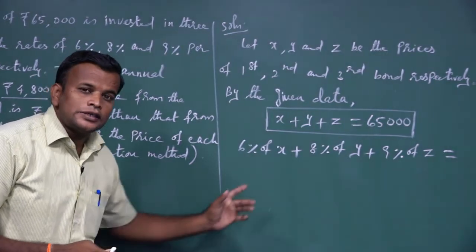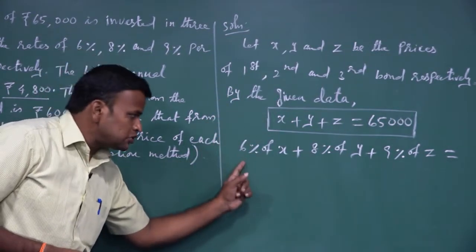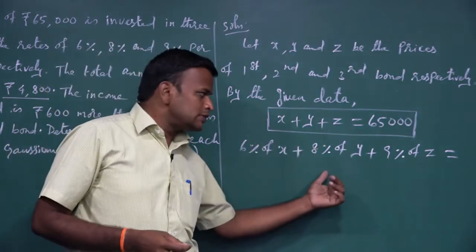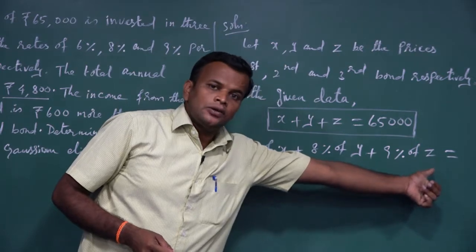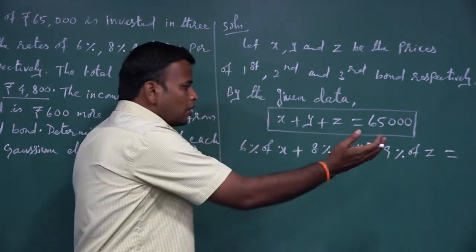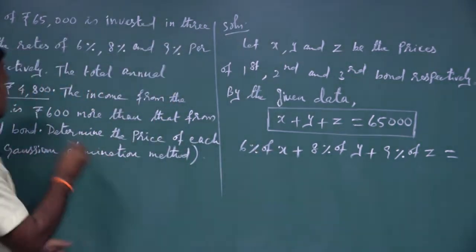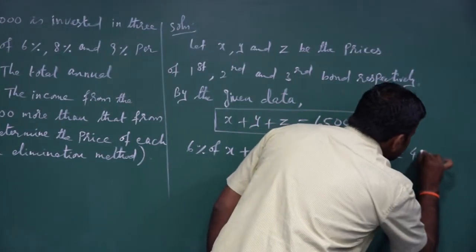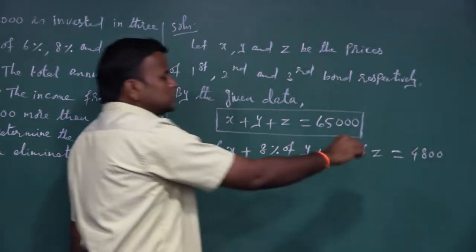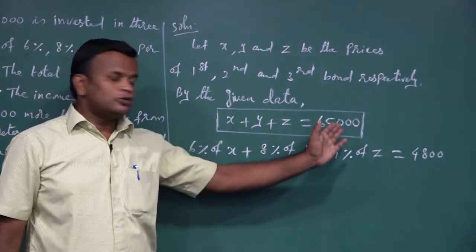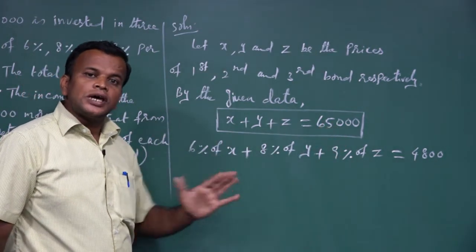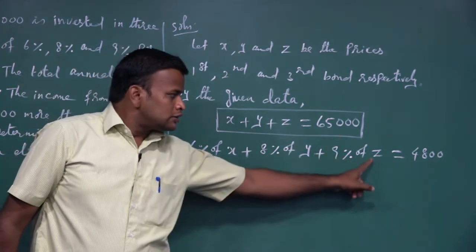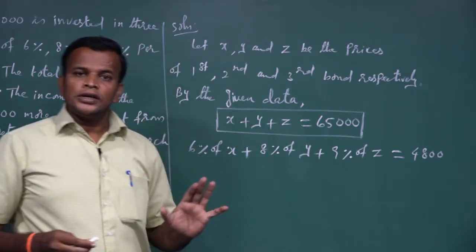X is the price of the first bond, whose rate of interest is 6%. Y is the price of the second bond, whose rate of interest is 8%. And the third bond price is Z, whose rate of interest is 9%. So the sum of all the interest amounts should be rupees 4,800. Framing this equation is also important. The first one is the total amount, and the second one is the interest amount: interest of the first bond, interest of the second bond, interest of the third bond, whose total value is 4,800.